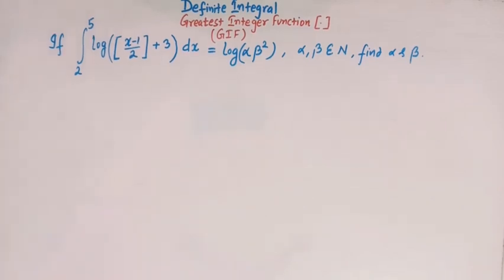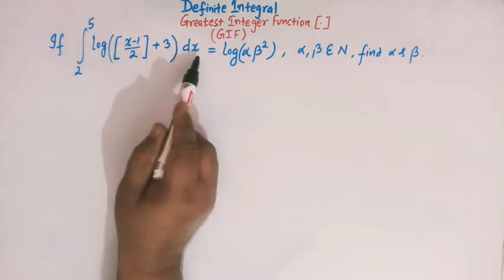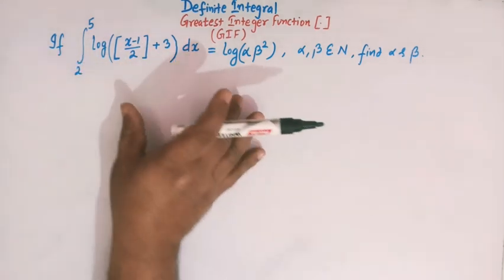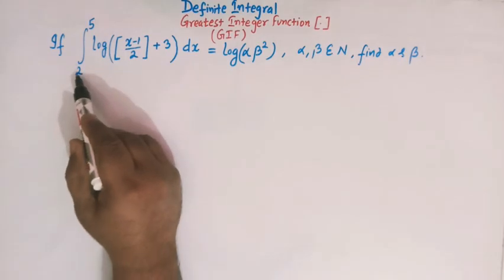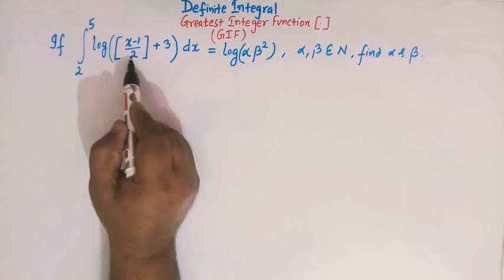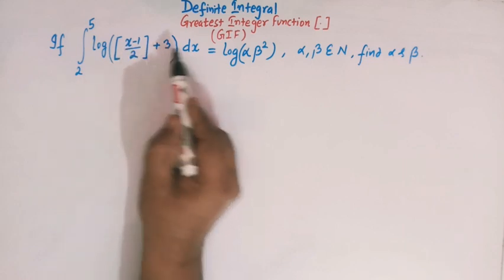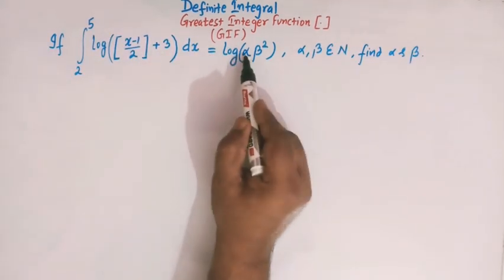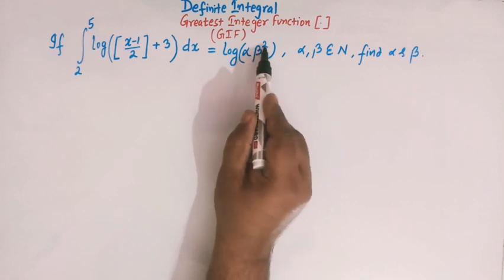Hello viewers, in today's class we are going to discuss yet another important and conceptual problem from definite integrals involving the greatest integer function. Here we are once again going to solve this integral, and we are given this problem: integral from 2 to 5 of log of greatest integer of (x minus 1) over 2 plus 3 is equal to log of alpha times beta square.